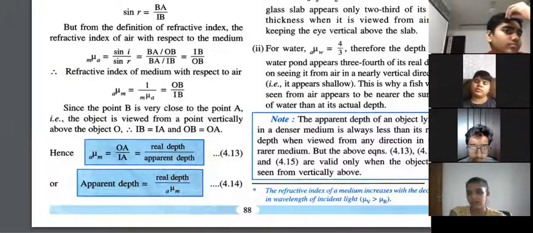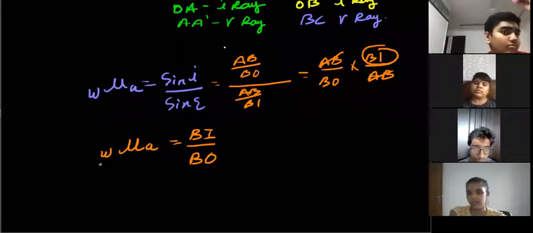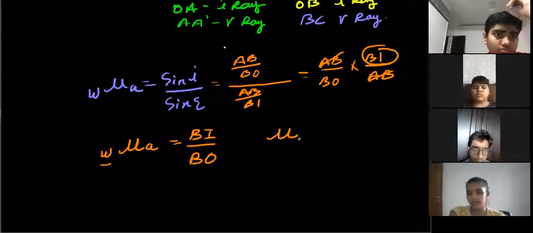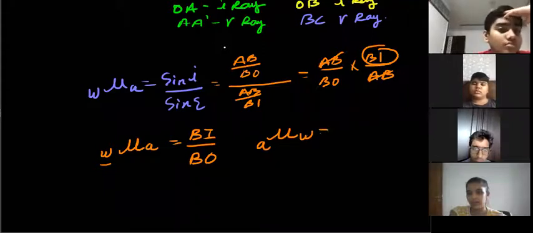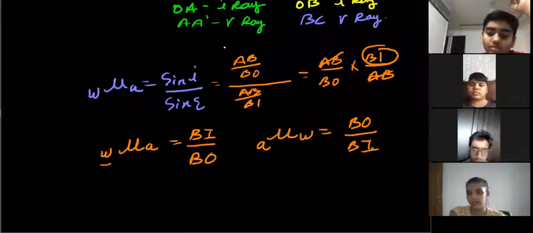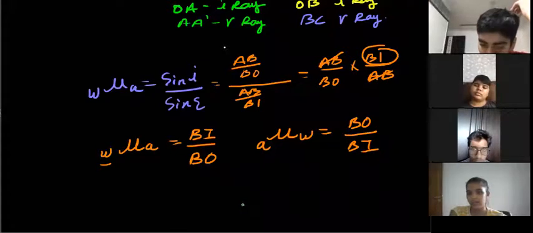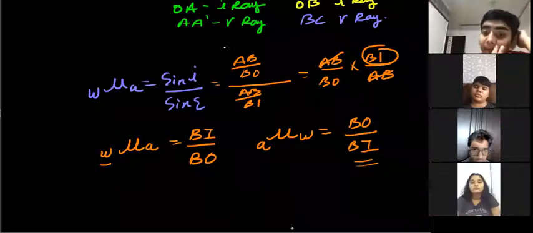Okay. But now remember, normally speaking, what we do is we always find the refractive index of water with respect to air. हम लोग उल्टा करते हैं ना. We never find refractive index of air. So if you want to find the refractive index of water, we can say a refractive index of water with respect to air equals to BO upon BI. Remember पहले वाला जो फॉर्मूला था उससे इनवर्स हो जाएगा ना. Everyone clear up to here? ये कैसे आया? Yes, sir. Now pay attention.